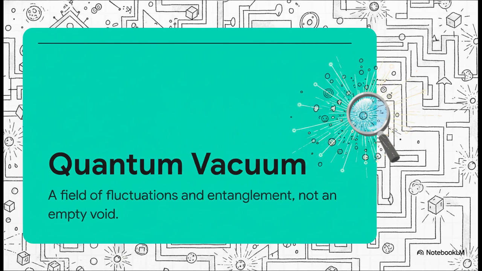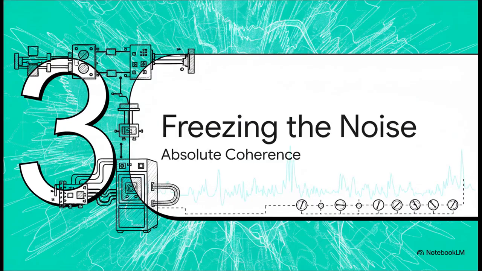The quantum vacuum isn't an empty void at all. It's an expansive, hyperactive sea just bustling with fluctuations and entanglement. It's this incredibly dense field where particles are literally popping in and out of existence all the time, creating these constant microscopic ripples. Plus, through entanglement, these elements share information instantaneously across the entire field. This is the exact architecture the qubit is plugging into. It's not sitting in the dark. It's hooked up to a vast, buzzing, interconnected power grid. All right, let's look at Section 3, freezing the noise.